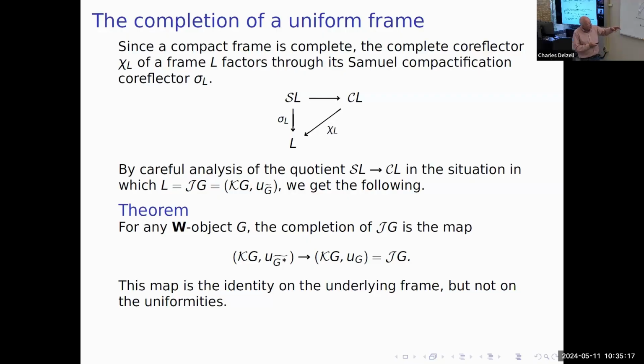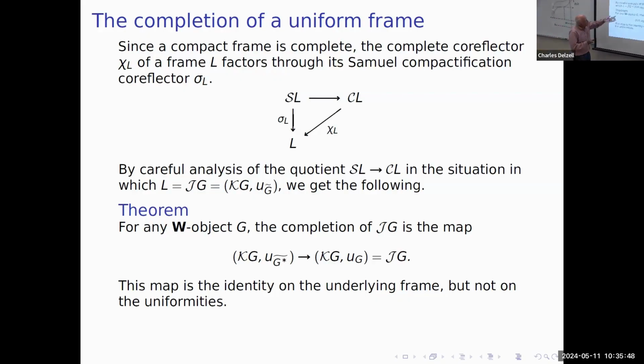Okay, so we have this map L at present, thinking of that as being the J of G. And we're after C of L. We'd like to know what that is. And we have S of L, this Samuel compactification. But we know about S of L that it's compact and therefore complete. And therefore, it has to factor through the completion. So we have this little triangle simply by virtue of the definitions, right?